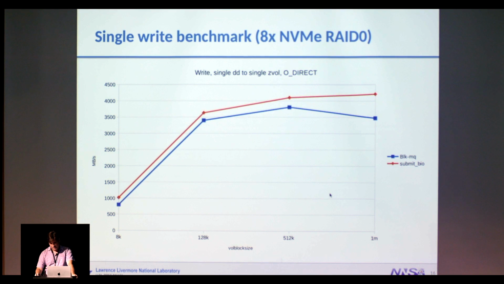This is the same benchmark, 1 dd to 1 ZVOL, but with O_DIRECT. And you could see it's close to the same, but blk-mq is actually a little bit worse in all the cases. And I'll go over later why I think that is.